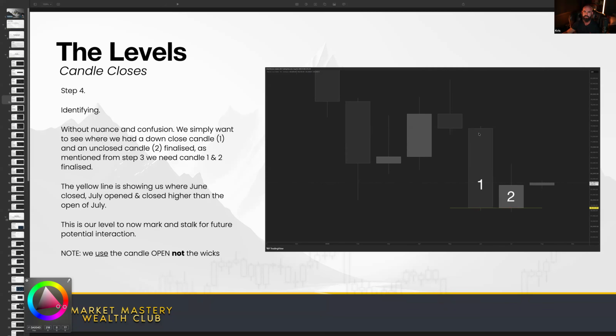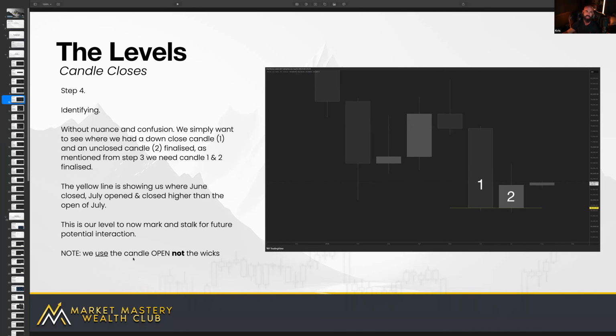Okay, so when this candle closed and this was red, this is nothing. There's nothing in here. Okay, but for instance, when this one here closed and this one closed green here, that became a level, which we're going to discuss as well. Okay, so hopefully I haven't lost you, but here we go. So the yellow line is showing us where June closed, July opened, and closed higher than the open of July. Okay, so again, July opens, we close higher than July, winner chicken dinner. This is our level to now mark and stalk for future potential interaction.